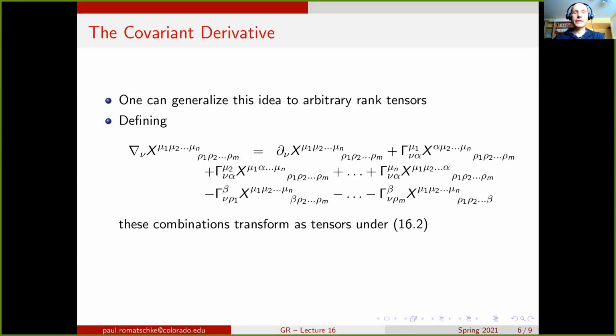And the claim is that these combinations that are generated from this covariant derivative defined in this fashion transform properly as tensors under general coordinate transformations.